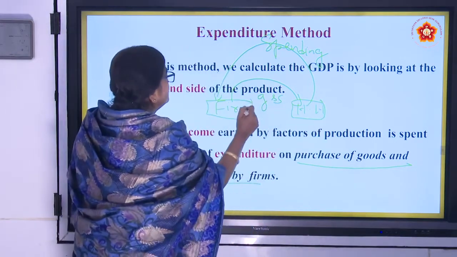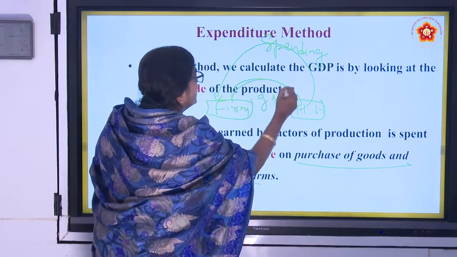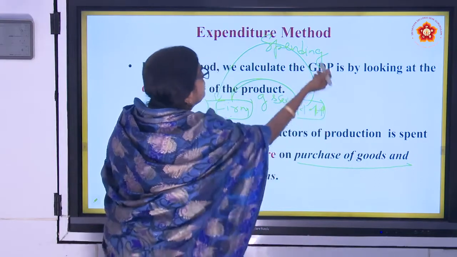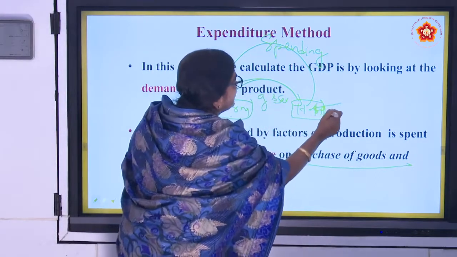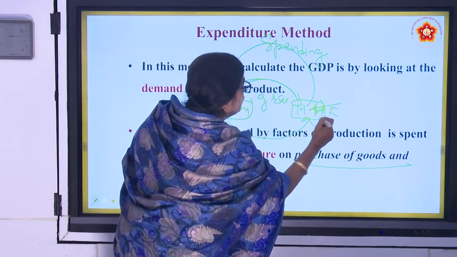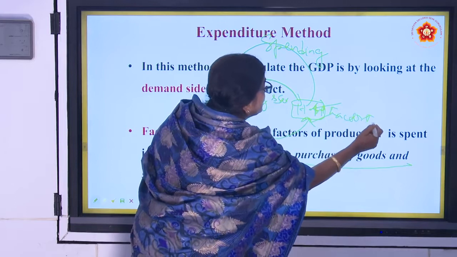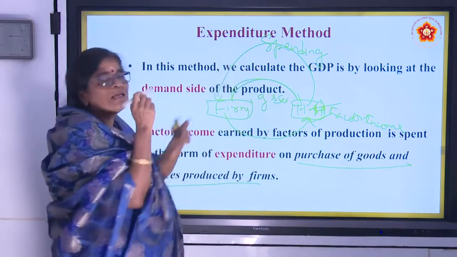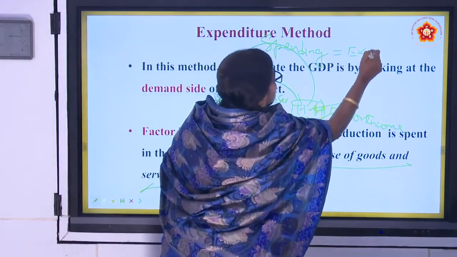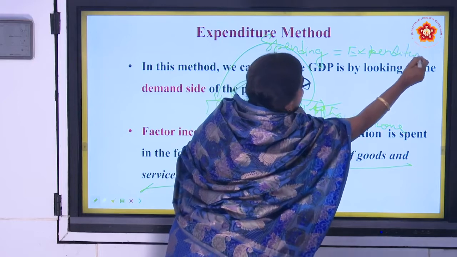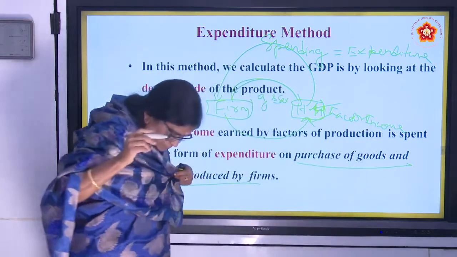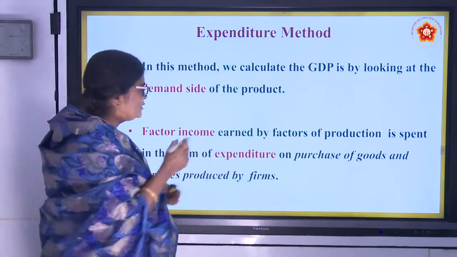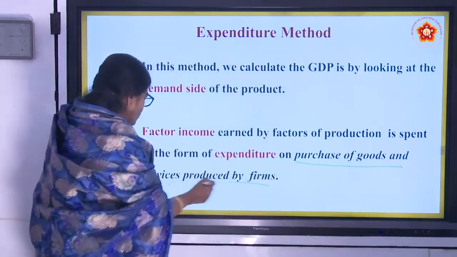Household and firm. The firm provides goods and services produced in the firm. For that, what does the household have to do? They have to spend. Where do they get the income? From the factor income, which they get from the firm. From the factor income, they pay back in the form of spending. Another name for spending is expenditure. Spending is nothing but expenditure. I hope you now understood. Therefore, expenditure is for the purchase of goods and services produced by the firm.